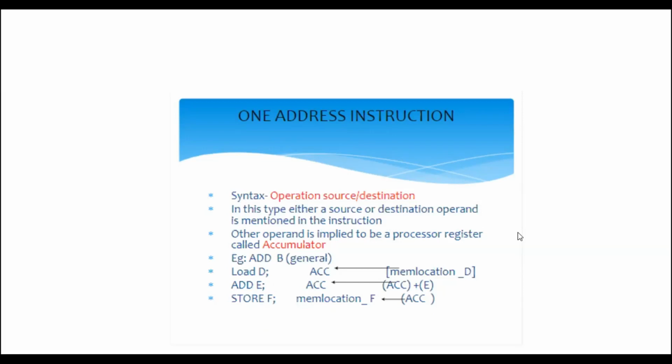So the one address instruction is also a format of machine instruction. It has only two fields, one for opcode and the other for operand. For example, we have add B, load, add, and store. Load D, accumulator. So the value D is in its memory location. And then add E. So accumulator plus E, and store in its memory location, which is the letter F.